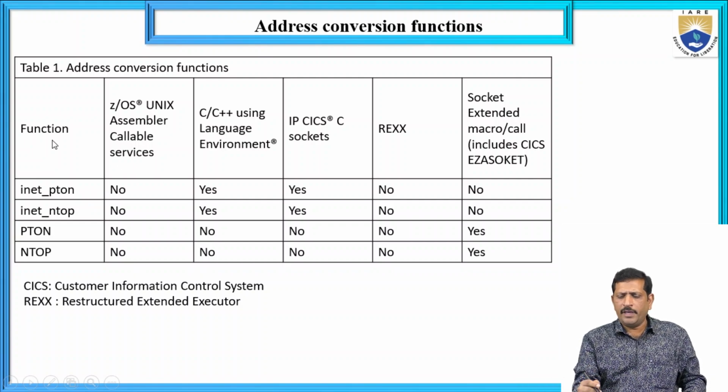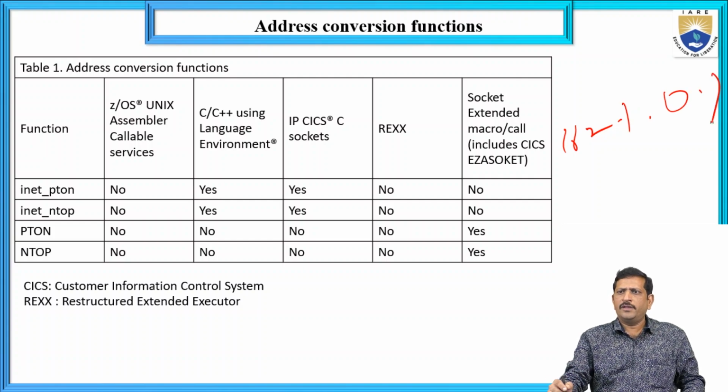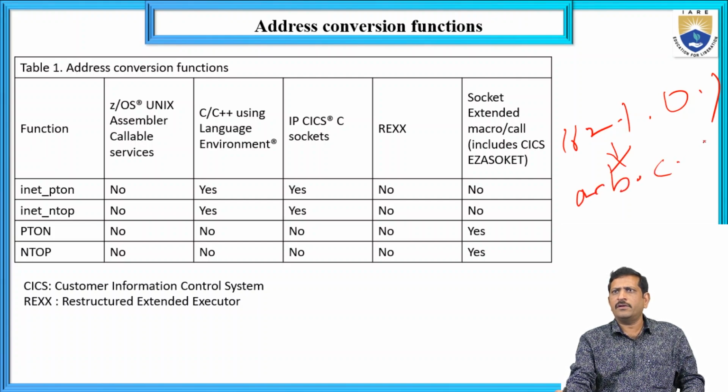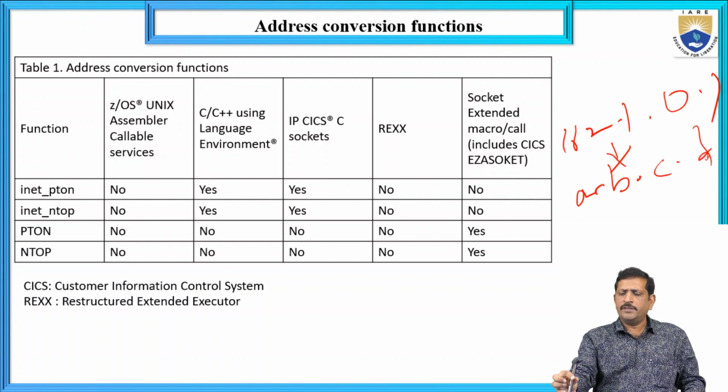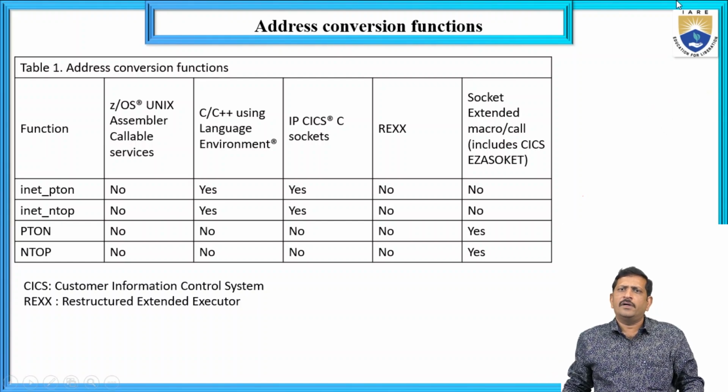For example, here the IP address is 162.1.0.1, which is converted by using the inet_pton function. It can be written as A.B.C.D, that is a string format. Now we are converting this IP address from the numerical format into the string format.